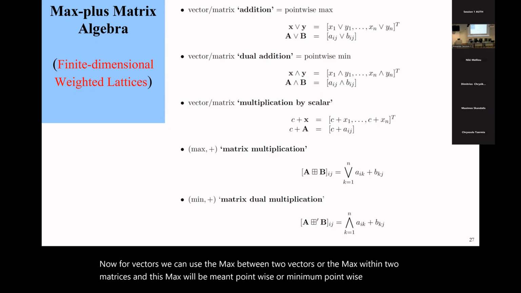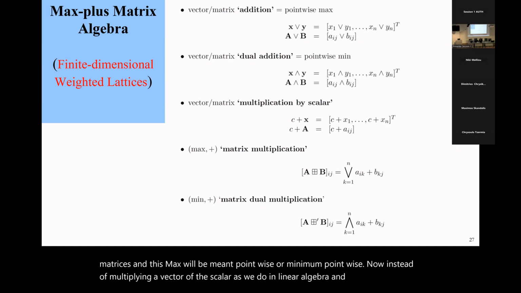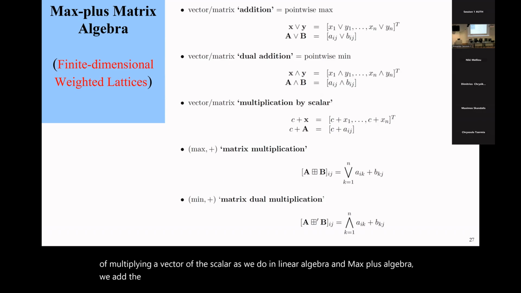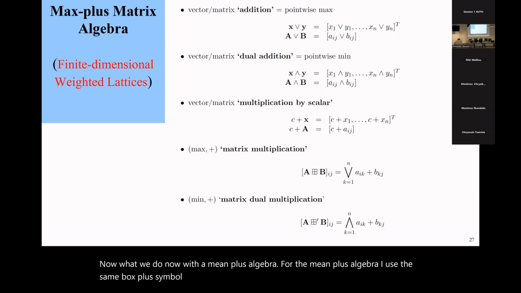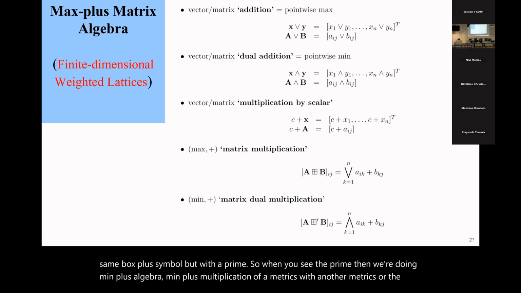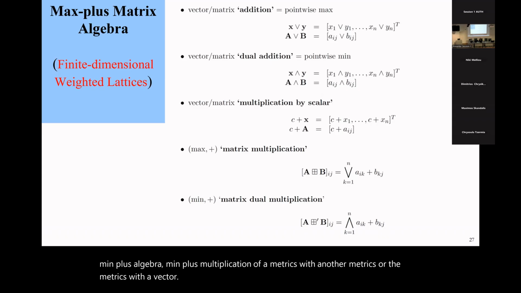Now, instead of multiplying a vector with a scalar as we do in linear algebra, in max plus algebra, we add a constant c to a vector x pointwise, or we add a constant c to a matrix, again pointwise. For the min plus algebra, I use the same box plus symbol, but with a prime. So when you see the prime, then we are doing min plus multiplication of a matrix with another matrix, or a matrix with a vector. So this will be one of the notations.